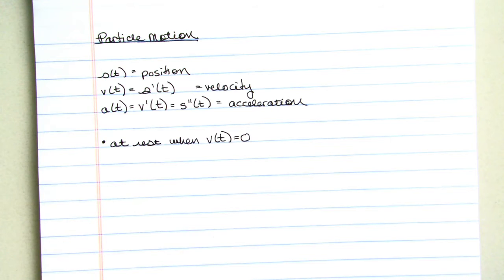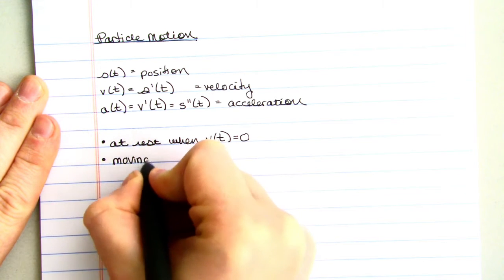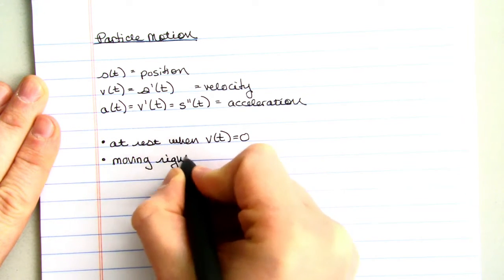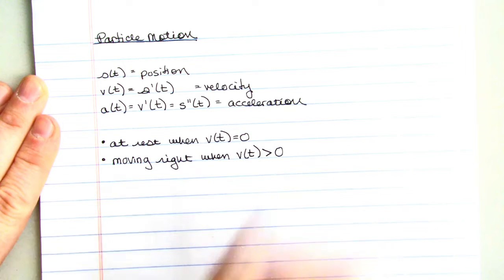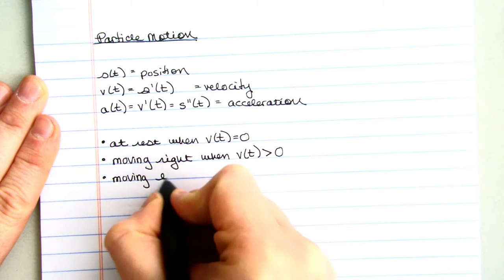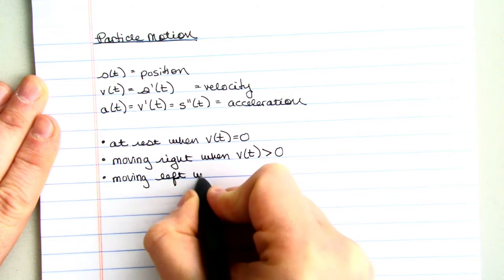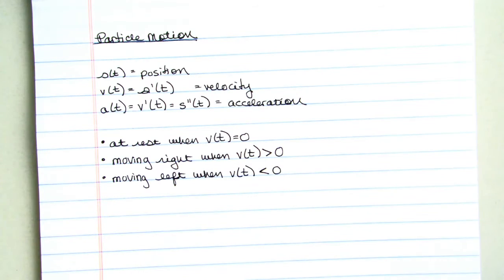Now, we've talked before about what velocity is. Velocity is speed, but with a direction associated with it. We have two directions, left and right. And we're going to determine what direction we're going just based on the sign of our velocity. Our particle will be moving to the right when our velocity is greater than zero. And similarly, our particle is moving to the left when my velocity is less than zero. Take a moment, copy those down.